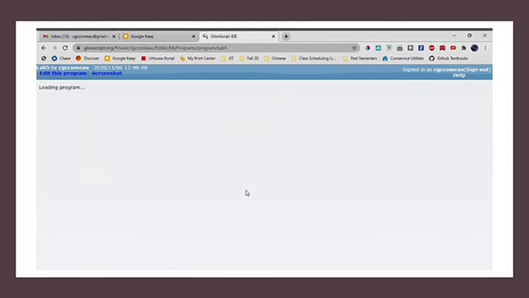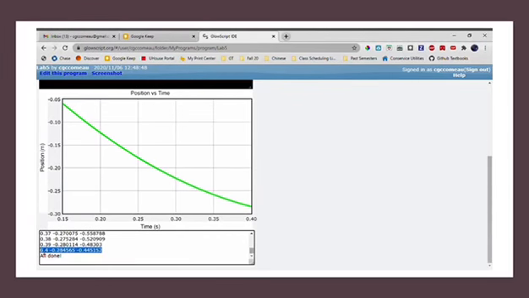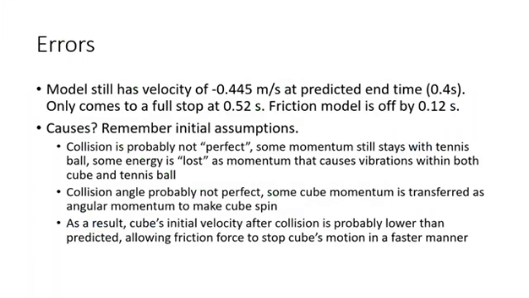I also printed out the velocity of the cube, and at the expected stop time of 0.44 seconds, the cube model is still moving at a speed of 0.445 meters per second to the left. Letting the while loop run until the cube model's velocity is 0 shows that the cube comes to a full stop after 0.52 seconds, which is a 0.12 second difference between our predicted and actual results.